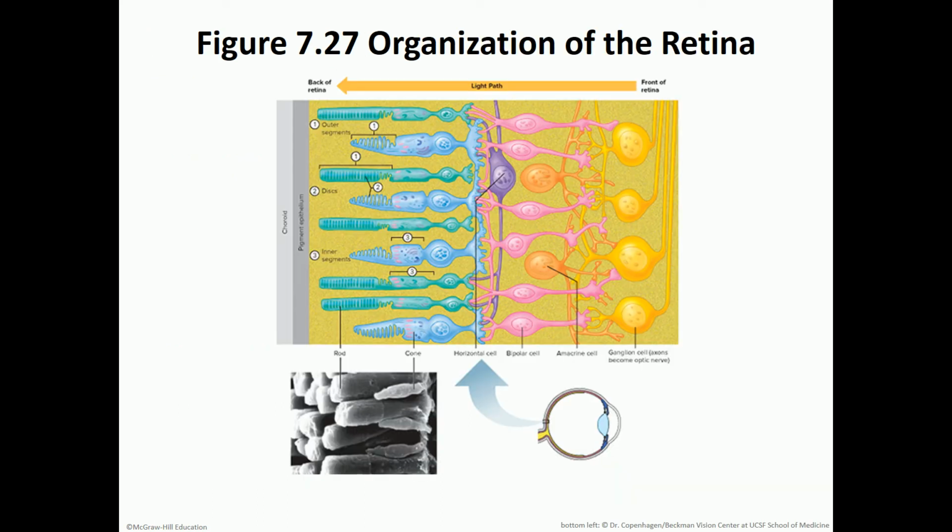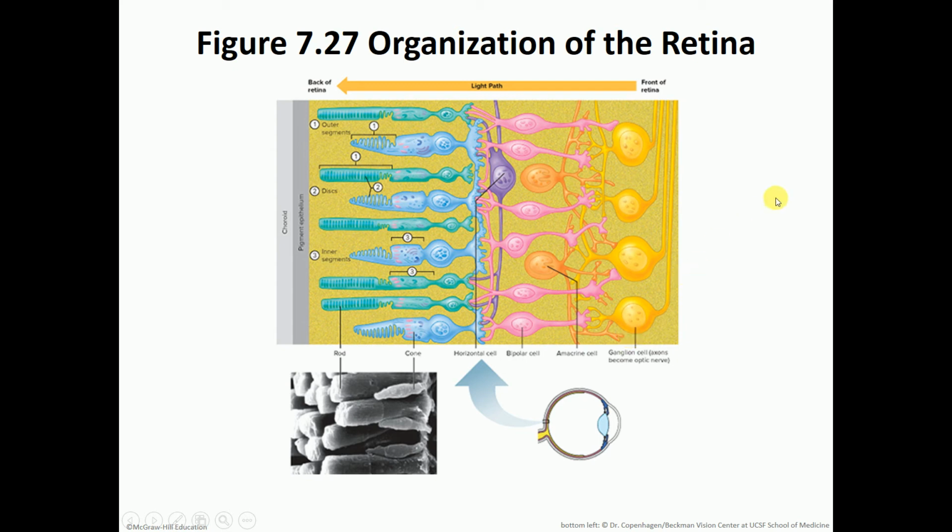Now let's take a look at the organization of the retina. The retina is made out of different layers, and we have our rods and cones, and then we have bipolar cells. Remember, the bipolar cells were the neurons of special senses, where you have the cell body with two processes coming out of it, hence the name bipolar. And then we have ganglion cells. There are other cells, but these are the ones that we're going to be focusing on.